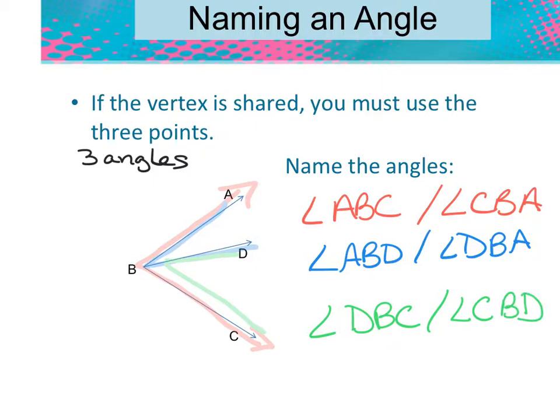And again, notice when I rename these, the middle letter is the same on all of them. That is your vertex point. That is where the vertex of the angle is located. So in this example, I can't name any of these red, blue, or green angles with just angle B, because it doesn't specify which angle I'm referring to.